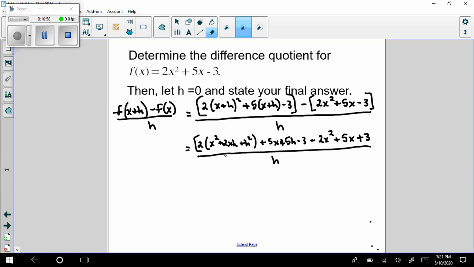Okay, so x plus h. This is plus 5x plus 5h minus 3. This should be a minus 5x right here. All right, I think I'm good now.